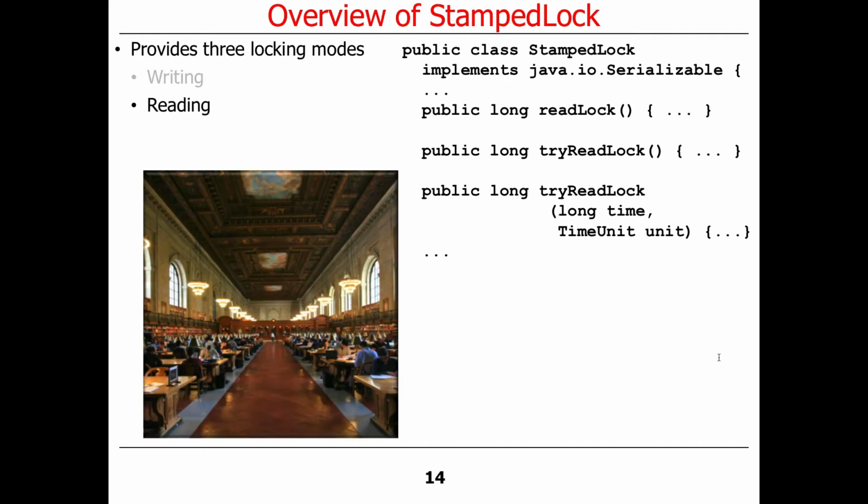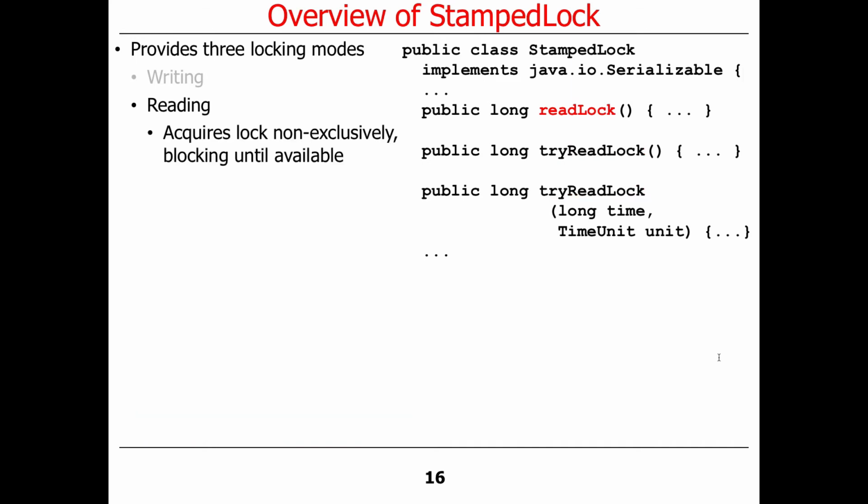So that's writing. The goal is to get exclusive access. Reading, in contrast, is trying to get non-exclusive access. You can have multiple threads that acquire the lock in reading mode. There are 3 methods, once again somewhat similar. We have readLock, which will try to acquire the lock non-exclusively. That implies multiple threads could simultaneously return from readLock, and they'd all keep going because they all have the read lock. That will block, however, if someone else owns the write lock.